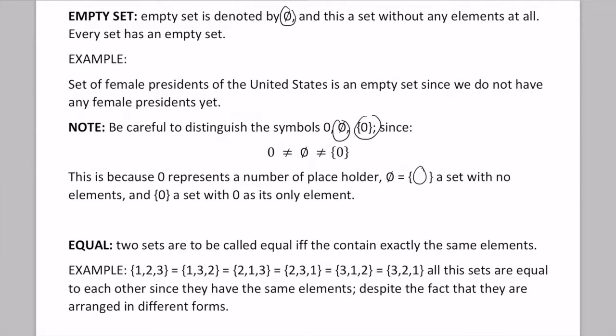Equal. Two sets are called equal if and only if they contain exactly the same elements. Example, {1, 2, 3} is equal to {1, 3, 2}, which is equal to {2, 1, 3}, and so forth. They're all equal to each other since they have the same elements, despite the fact that they're arranged in different forms.